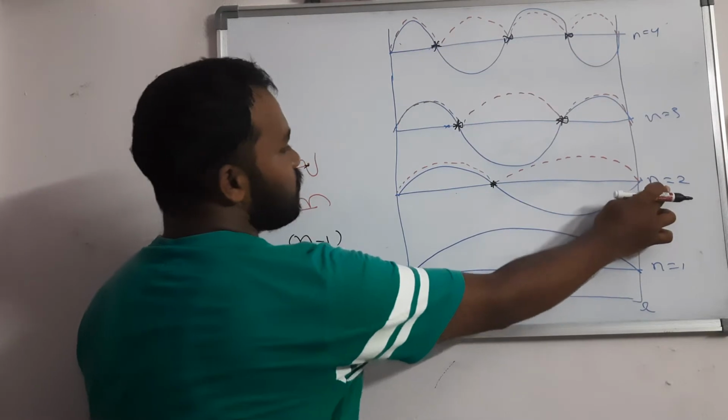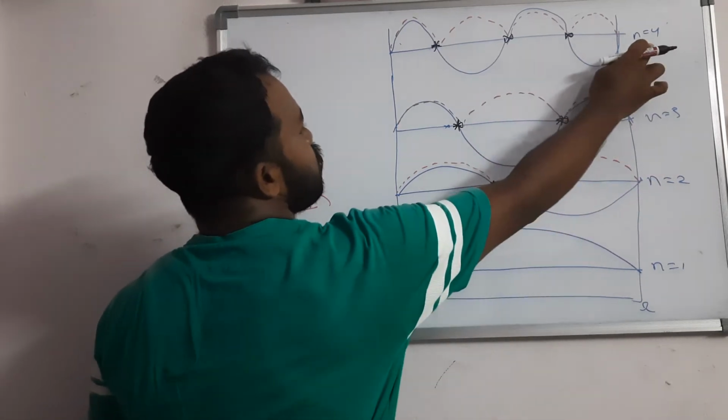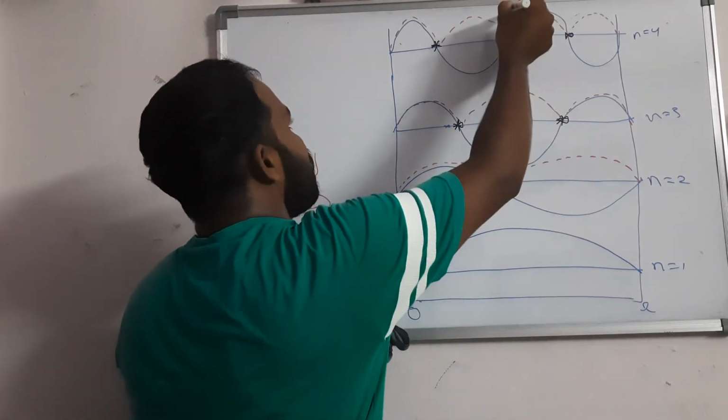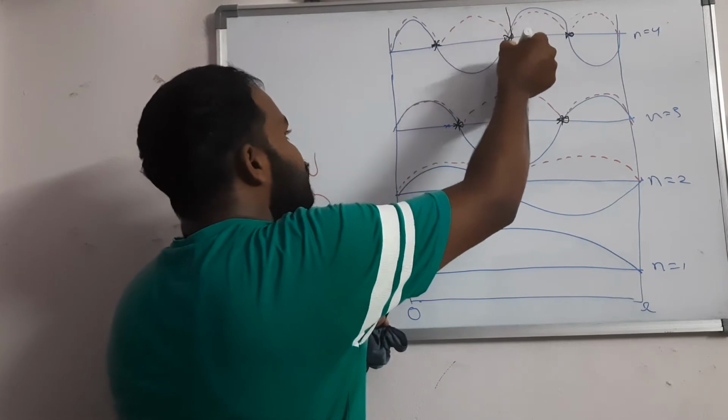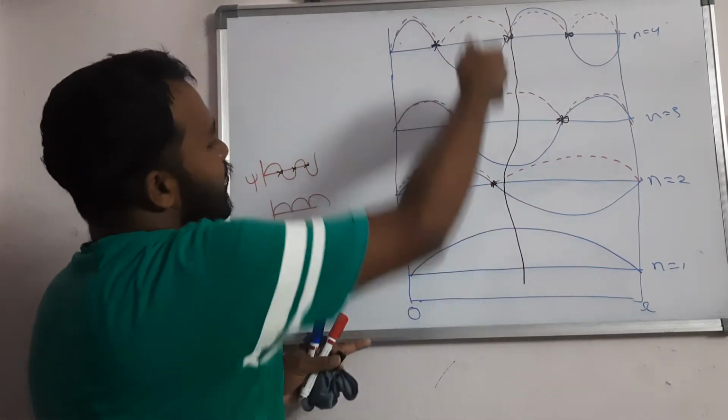So n is equal to 2 means n minus 1, 2 minus 1, 1 node. 3 minus 1, 2 nodes. Next, 4 minus 1, 3 nodes. So if you exactly cut this, what will you get? If you cut this line, you will get like this exactly.